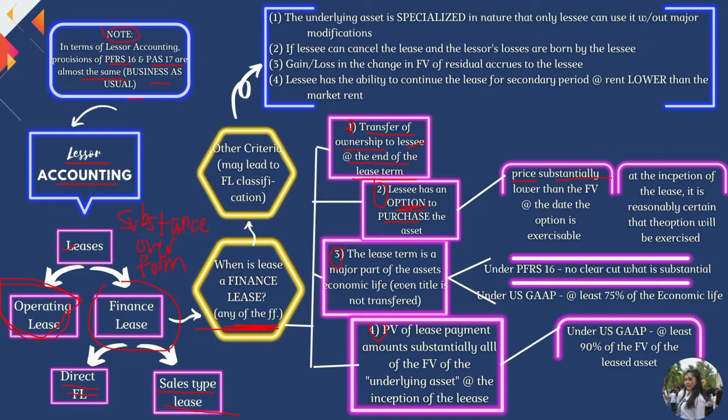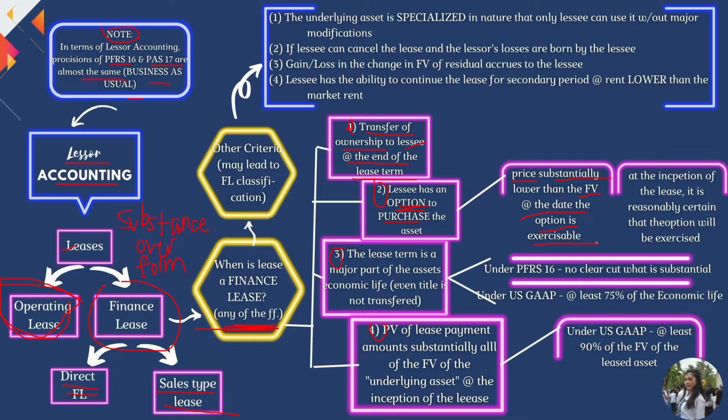The price is substantially lower than the fair value at the date the option is exercisable. Okay. So here, we can clearly see that the price of the option to purchase is lower versus the fair value at the date the option is exercisable. Why? Because the lessee has already been paying in the form of rent to own. Then at the end, you give him a purchase option. So of course, what he will pay is much lower.